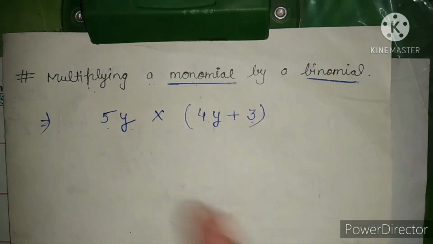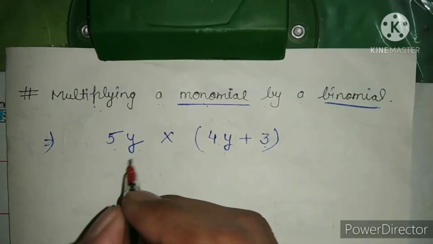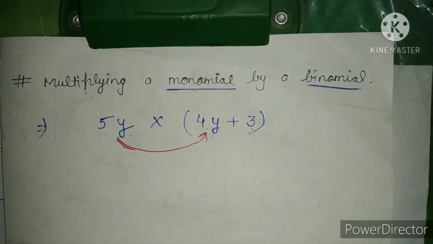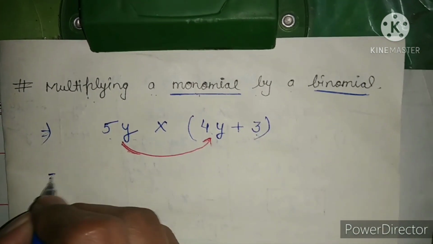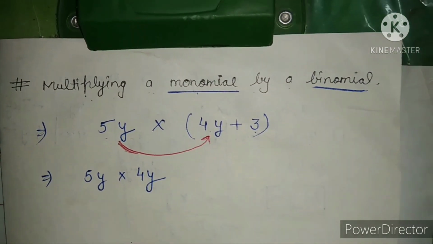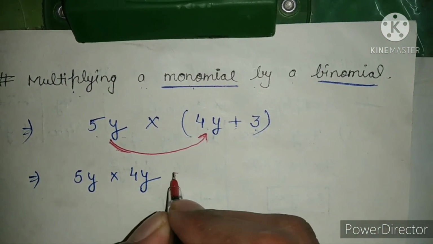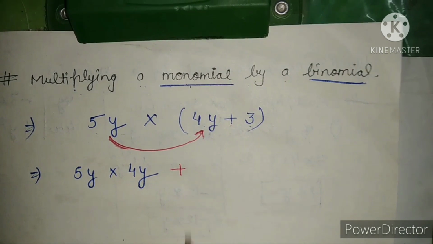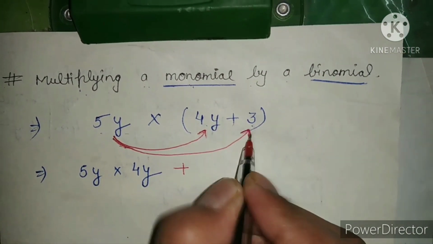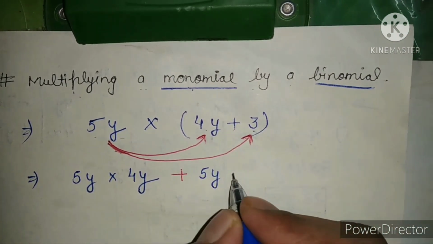So you can see here we have only one term and inside the bracket we have two terms. So 5y firstly will go near to 4y with a multiplication. So 5y multiplying by 4y. Okay. Now inside the bracket what is the symbol? Plus symbol. Now this 5y will go to the second as a multiplication. So this 5y will multiply by 3.